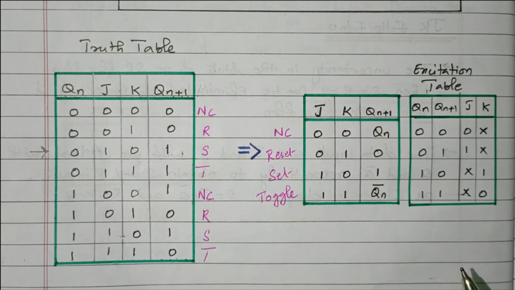This is called an excitation table. Right? A truth table means from the input we are checking the output. An excitation table means for the given output we are checking what the input is. Now we'll go to the logical symbol and characteristic equation.